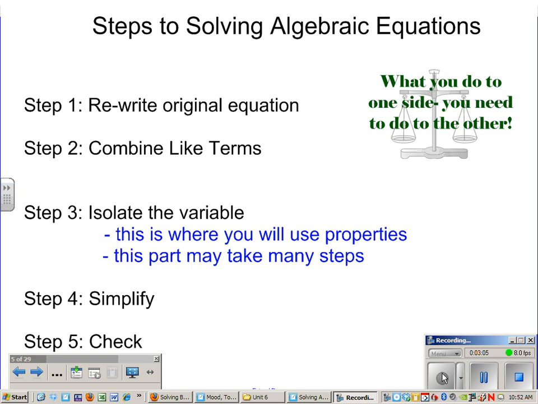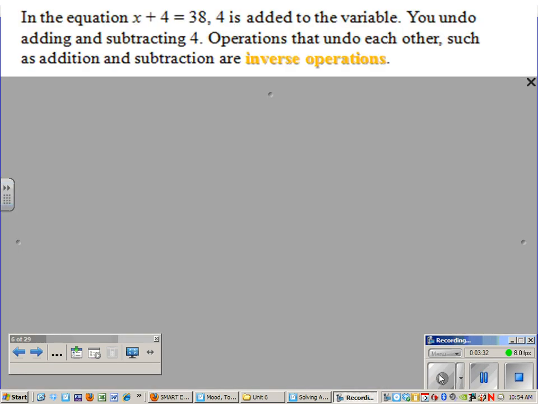Step 2 is you combine like terms. Step 3, you isolate the variable. Isolate the variable is where you start using properties. All the properties we learned is what you use for isolating the variable. Isolating the variable may take many steps. Step 4, you simplify. Step 5, you do any checks at the end.